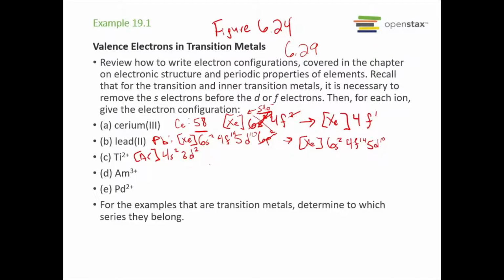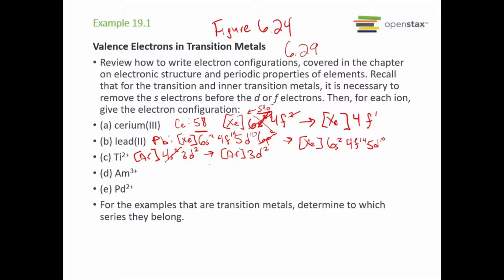But here, since this is titanium 2+, that means we need to get rid of 2 electrons, and they're going to come out of the s orbital first. So then that leaves us with argon 3d2. And again, this is in the first transition series.